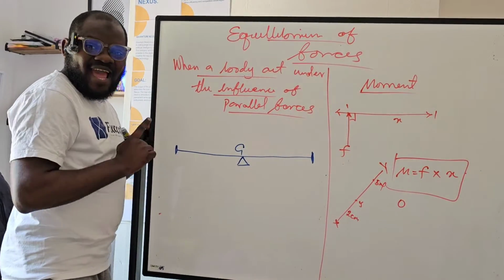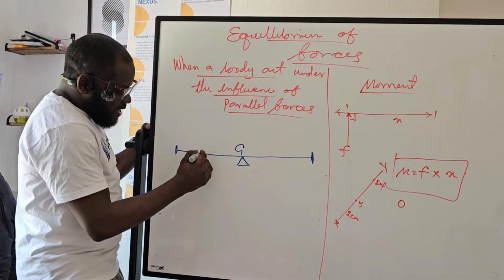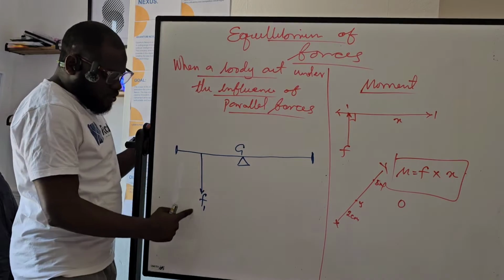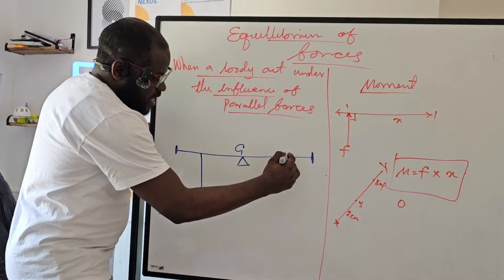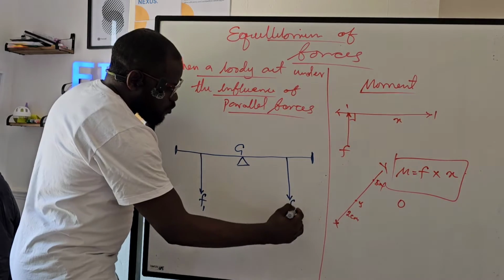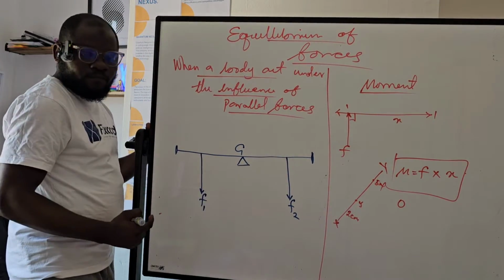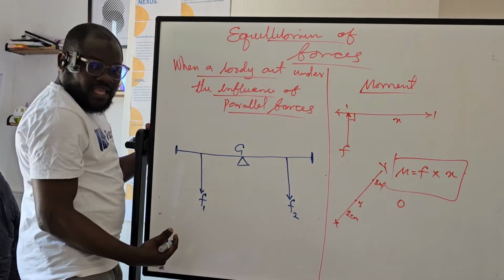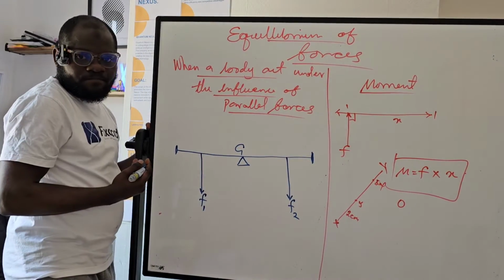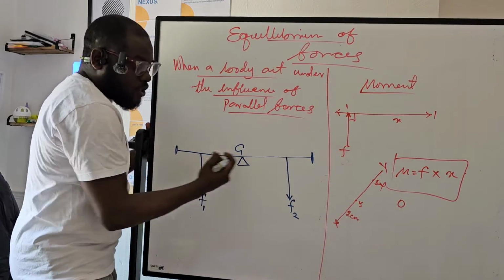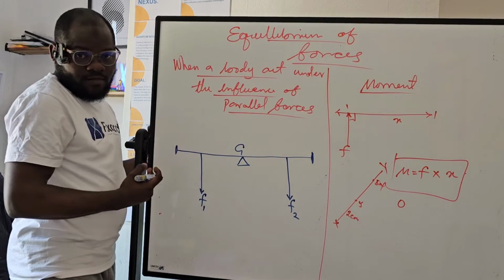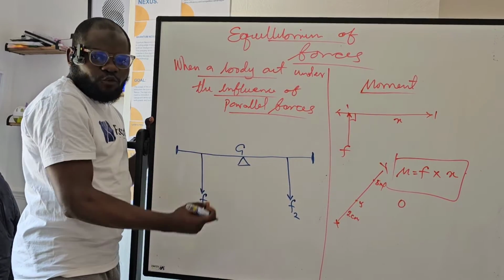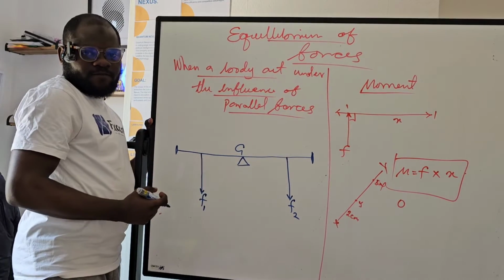So if this is what I have, let's say a force F1 is applied to it here, and a force F2 is applied to it here. You see this F1 and F2, no matter how you want to draw them, they cannot meet each other. Since they cannot meet or touch each other, that means they are parallel. So this body is acting under the influence of parallel forces.